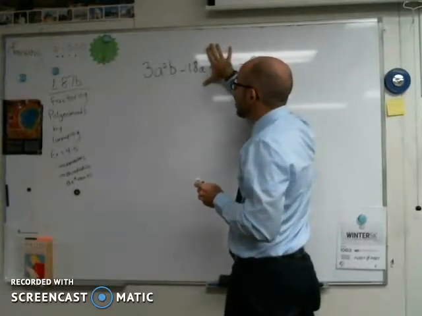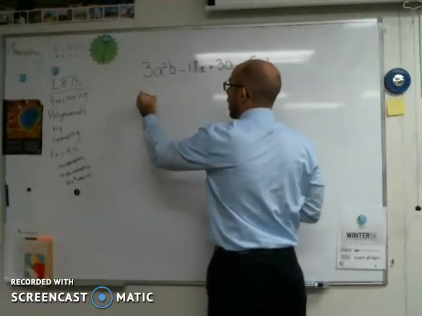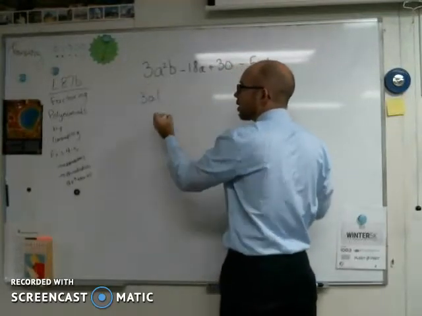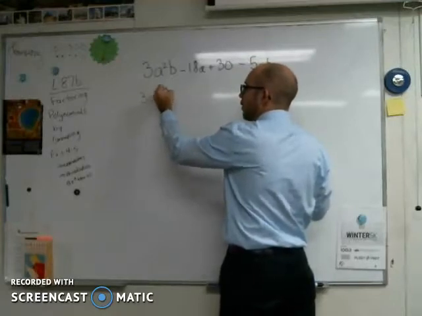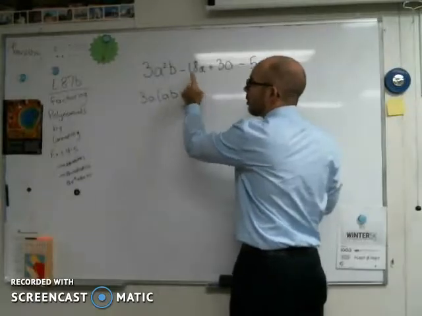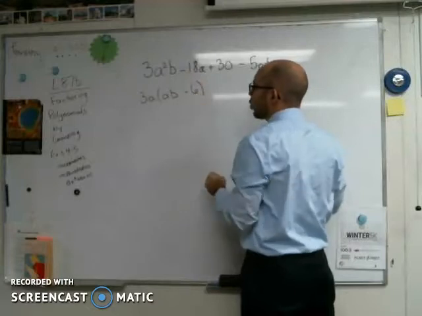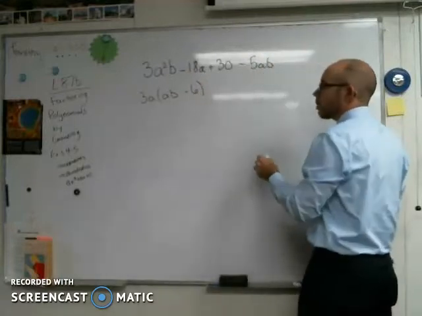3a squared b minus 18a. And I see I've got a factor of 3 and an a in both of those. And let's see what's left when I've factored those out. I'll have ab out of the first term, and then here 18 divided by 3 is 6, and a divided by a is 1. Okay, not so bad so far.